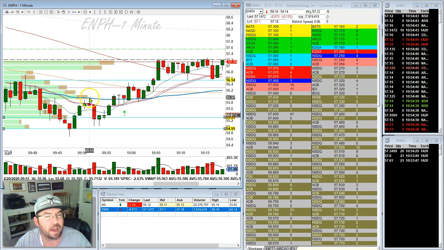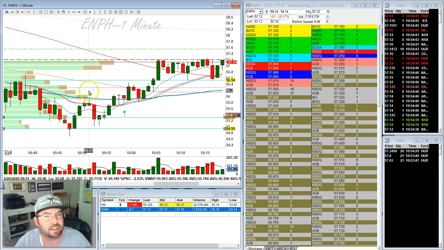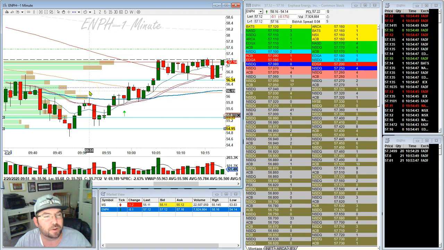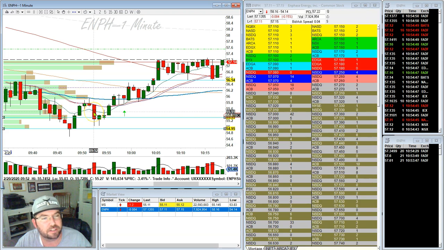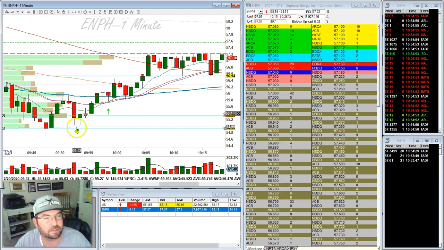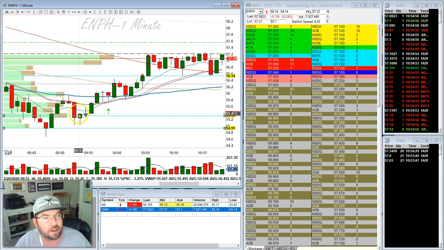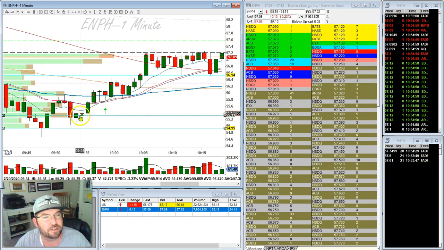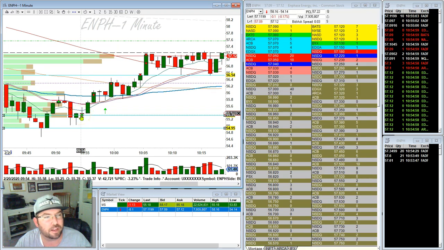It went up to VWAP, and I couldn't quite get a partial. I needed it to get up to just a little bit higher in order to get a partial. But unfortunately, it failed, and it took a stop out. But again, came back down, could not break this level, could not test, came back up. This time, because the action was a little bit easier to maneuver, I was able to get in at 55.40.